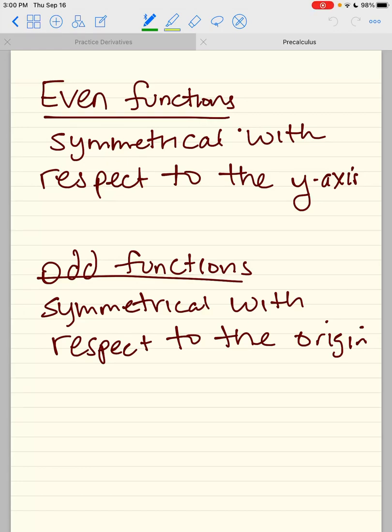Hey guys, welcome back. We're going to talk about even and odd functions, and they are actually very important. Even functions are functions that are symmetrical with respect to the y-axis. Odd functions are symmetrical with respect to the origin, okay?